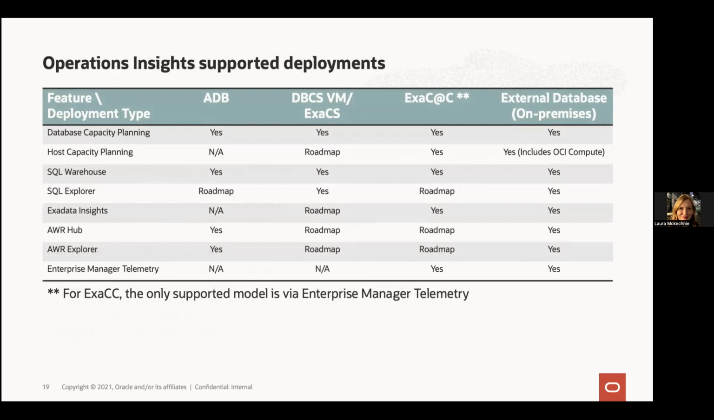Just to quickly highlight, this is again a table for supported deployments. We have features listed on the left-hand side, and then it's supported across these databases. On the autonomous side, we have capability for database capacity planning out of the box. We also support SQL Warehouse, SQL Explorer, and some of the other features are in the pipeline. In terms of cloud databases, we have database capacity planning, SQL Warehouse, and Explorer, and other features are on the roadmap.